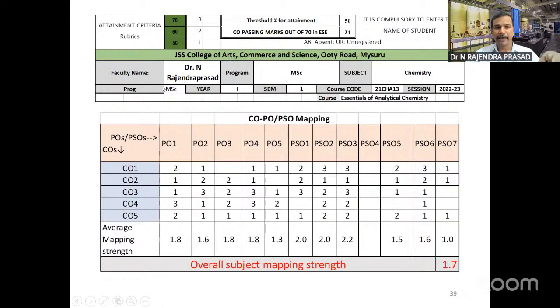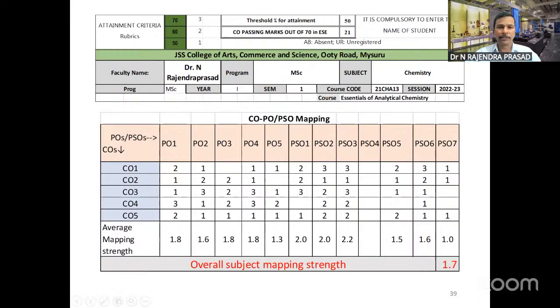You create a template with faculty name, program, subject, chemistry, year 1, semester 1, course code, session 22-23, and course title. You put all these things. COPO mapping should be present at the beginning of the curriculum. COPO or COPSO mapping should not be done during the examination or the internal assessment test. This table should be present in the curriculum document. Otherwise, you prepare it as an appendix or annexure, then preserve that in the file where the curriculum document is present.